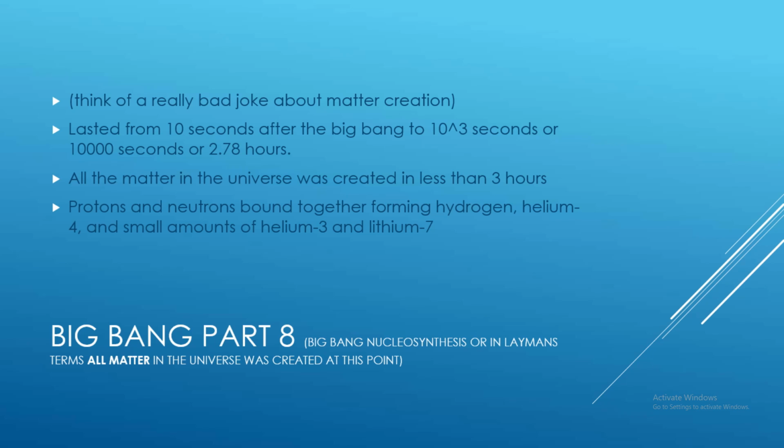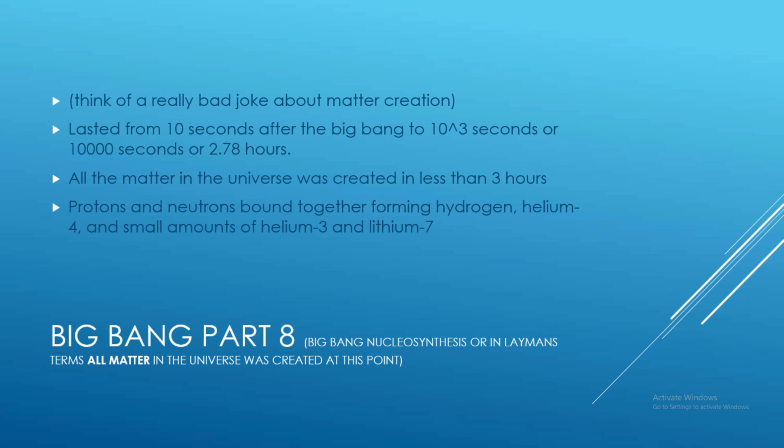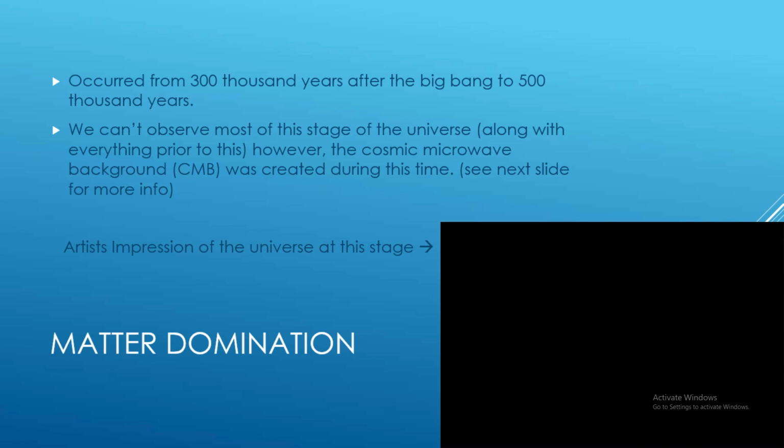Big Bang Part 8. Guess what? Next slide. No Big Bang. Matter domination. So, this occurred from 300,000 years after the Big Bang. Yes, we did just skip like half of the universe, but still, it gets worse later in the presentation. So, matter domination occurred from 300,000 years after the Big Bang to 500 years after the Big Bang. I really hope I'm not waving my hands this much tomorrow.